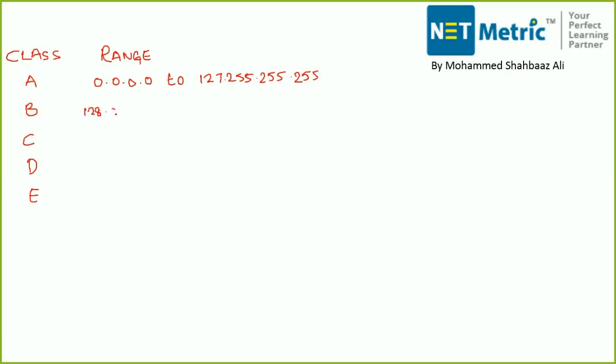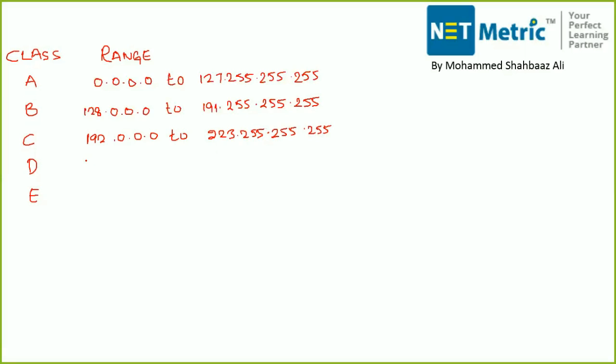What is the range of class B? 128.0.0.0 till 191.255.255.255. Class C is 192.0.0.0 till 223.255.255.255.